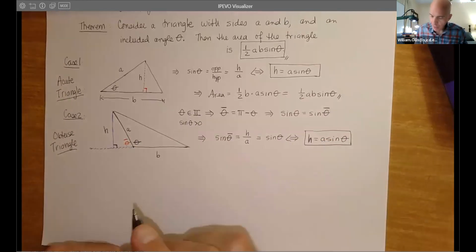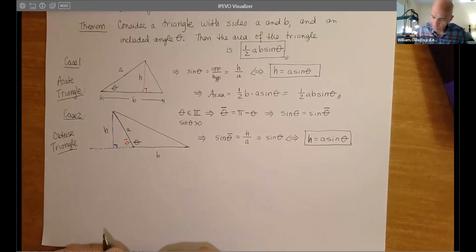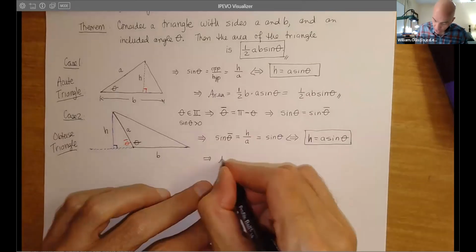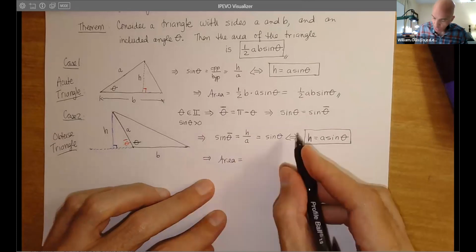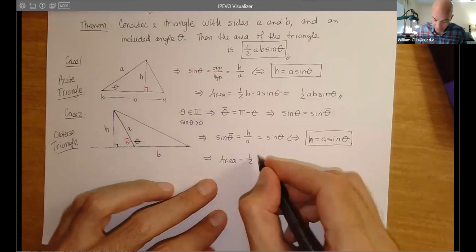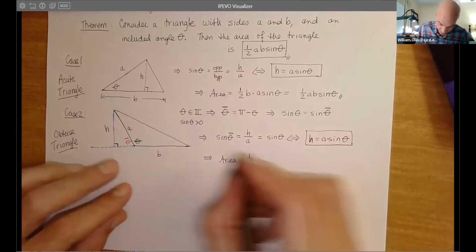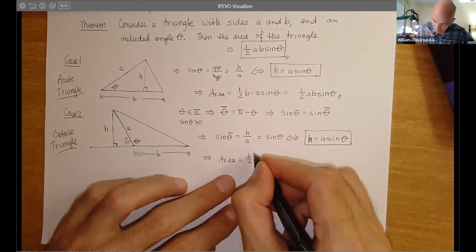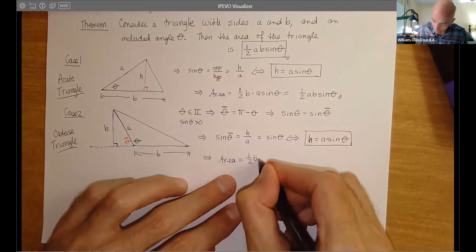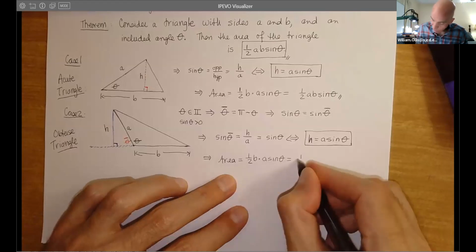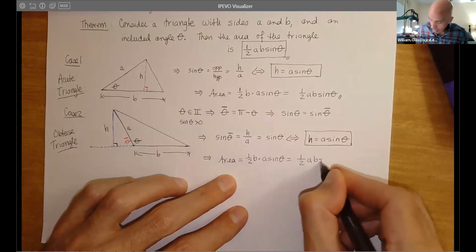So now we're thinking, okay, well, we're back to square one. We got the same formula. So this implies that area is just 1/2 base times height. So just fill it in: 1/2 base, here's a base, base times height, A sine theta, or 1/2 AB sine theta.